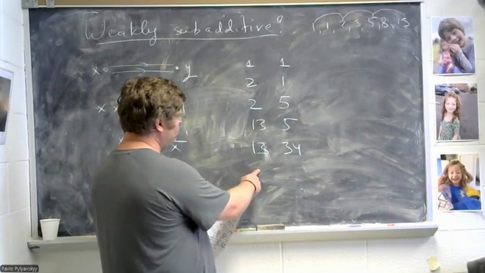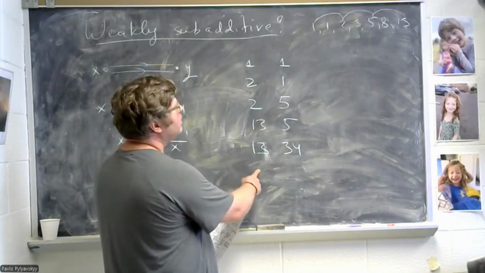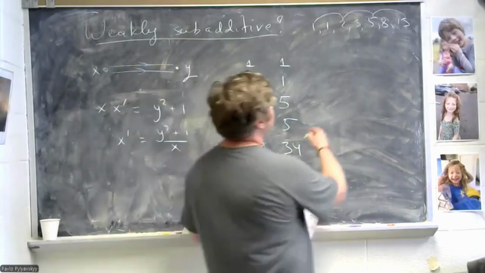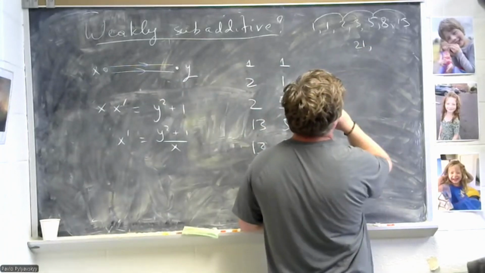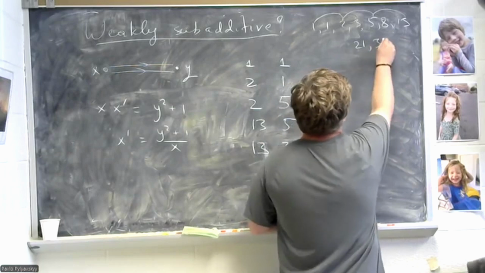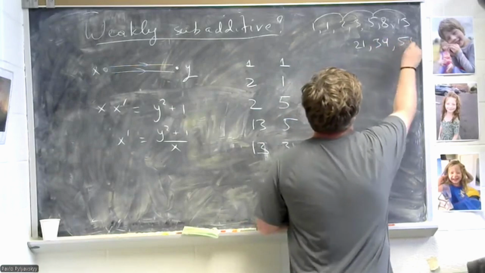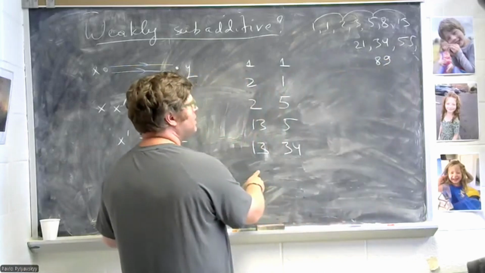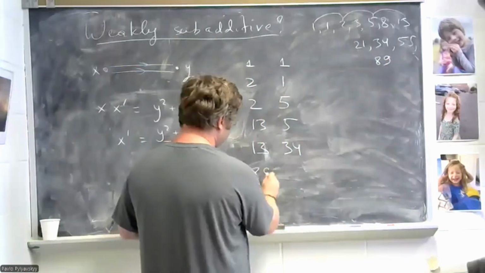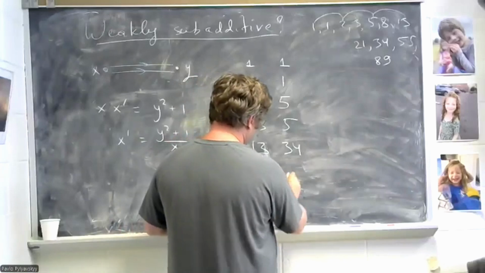You probably want one more over here. So the next one, does anybody remember the next one? So the next one is 21. 34, 55, 89. So the next one, skipping one, will be 89. So the next one will be 89, 34.